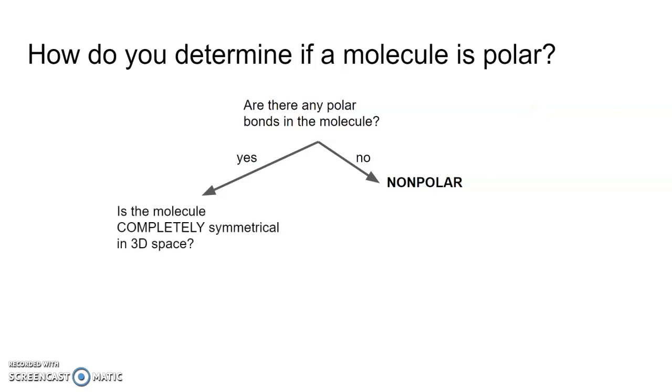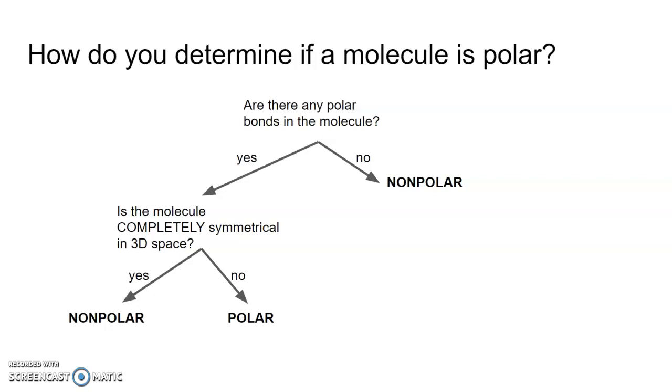you have to ask yourself, is the molecule completely symmetrical in 3D space? I'll explain what I mean by completely symmetrical in 3D space in a second. But for right now, let's consider the yeses and noes. So if it is a completely symmetrical molecule, the answer to this is yes, that's a nonpolar molecule. If it's not completely symmetrical, the answer is no to this question, then it would be polar. I would copy this down and include this in your notes if you don't have it down somewhere already.